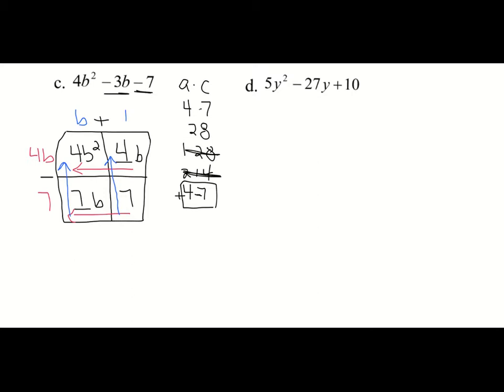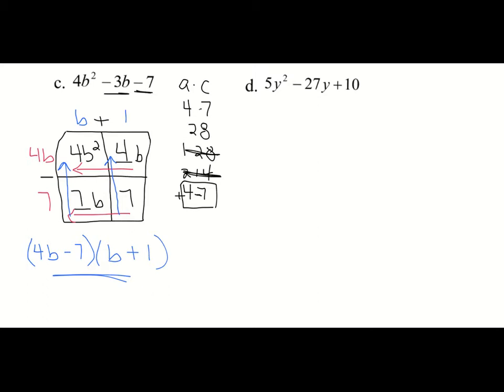So now my factored form is going to be 4b minus 7 times b plus 1. And it doesn't matter the order that you write those two binomials. You just need to put them down there because it's multiplication, so it's commutative.